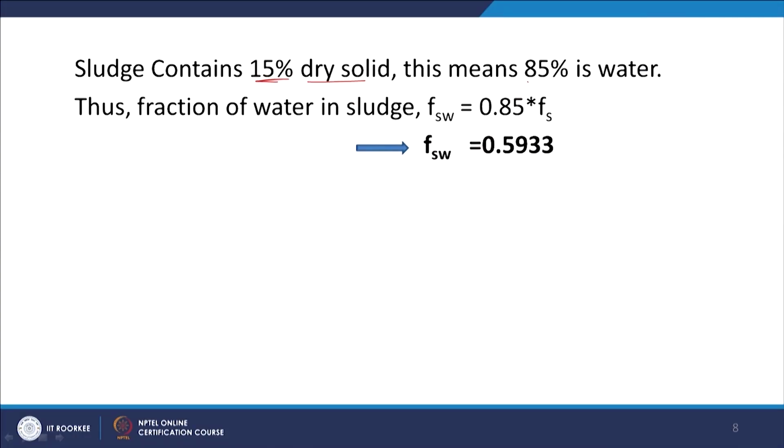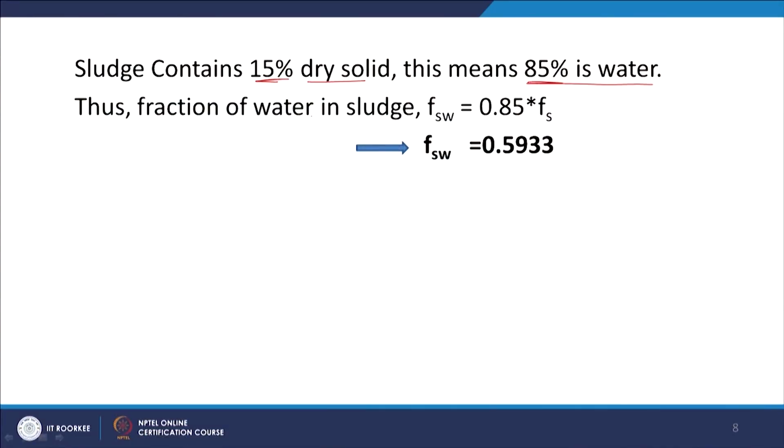So, sludge contains 15% dry solid, obviously what does that mean? 85% is water. So this water itself, we were presuming that is going to contribute to the hydration of the cement. Let's see if that's going to be good enough or not. So the fraction of water in the sludge, right, it's 85% of that fraction of sludge.